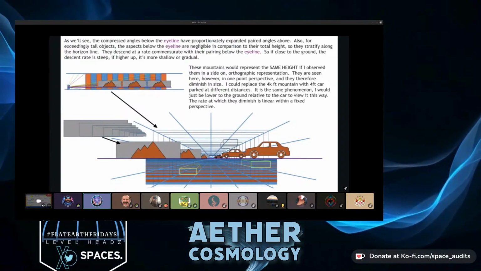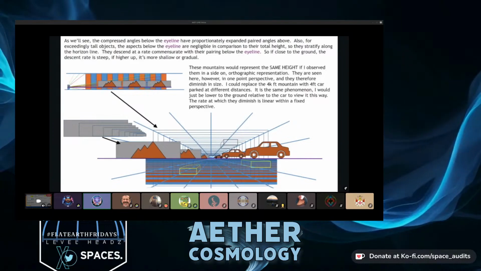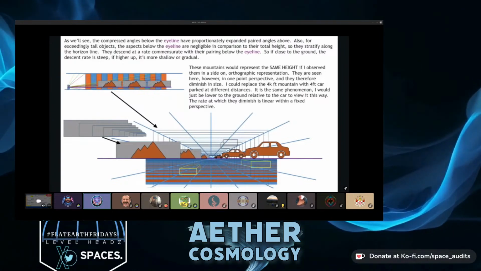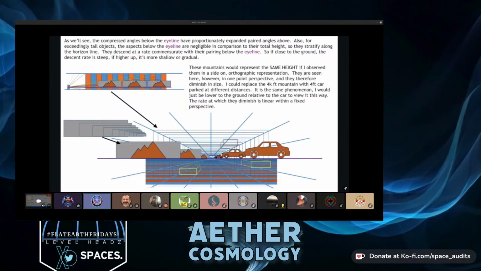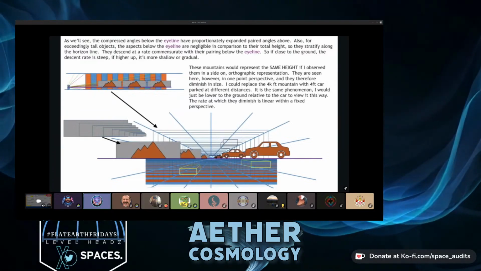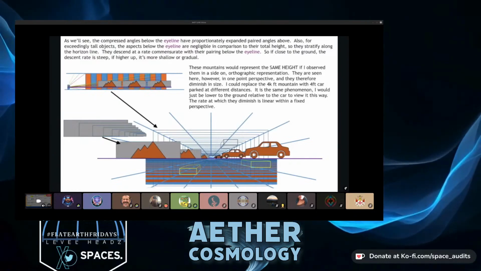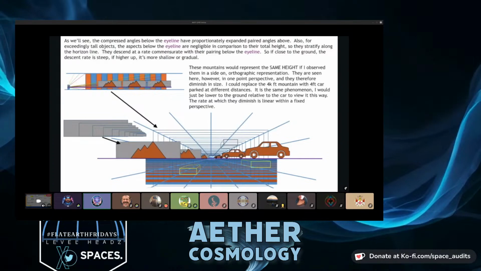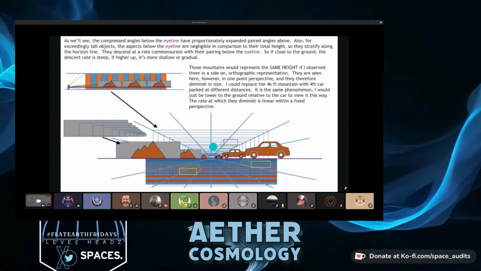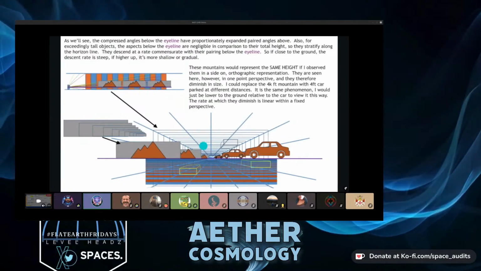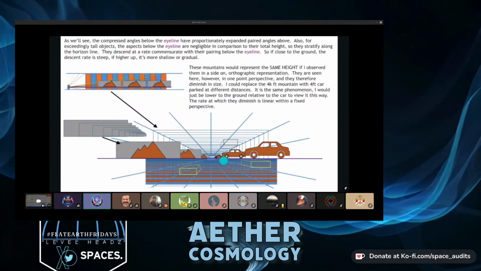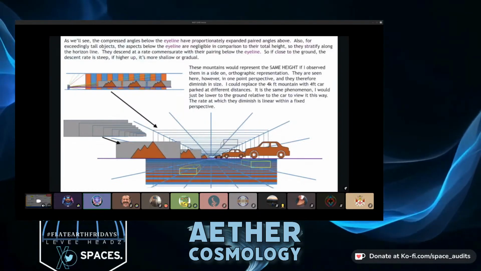So for an exceedingly tall object, the parts below the eyeline are essentially negligible to their total height. So they stratify along the horizon line. If you're looking at, say, a mountain, super tall, way higher than 6 feet, you can essentially view it as being all above the eyeline along the horizon line. So all objects descend at a rate commensurate with the pairing below the eyeline. If you compress the lower angles here, the eyeline or that orthogonal line is going to become more shallow. But at the same time, the orthogonal line paired above will descend at a higher rate. So if you're close to the ground, the descent rate is steep. If higher up, it's more shallow. And that's this rate compared to this rate because of our proximity to this limit versus this limit.